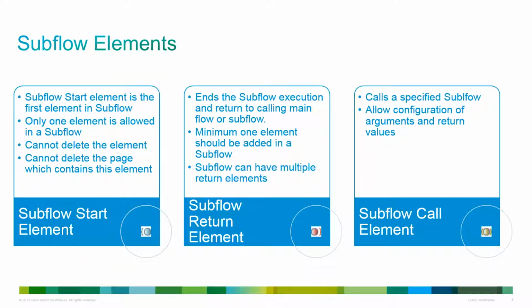To implement the subflow, there are 3 new elements added to the set of elements in CallStudio. These 3 elements are, first, the subflow start element. This element is the first element in the subflow. It will be automatically added to the subflow on creation of the subflow. We cannot delete or copy-paste this element, and if a page contains this element we will not be able to delete that page.